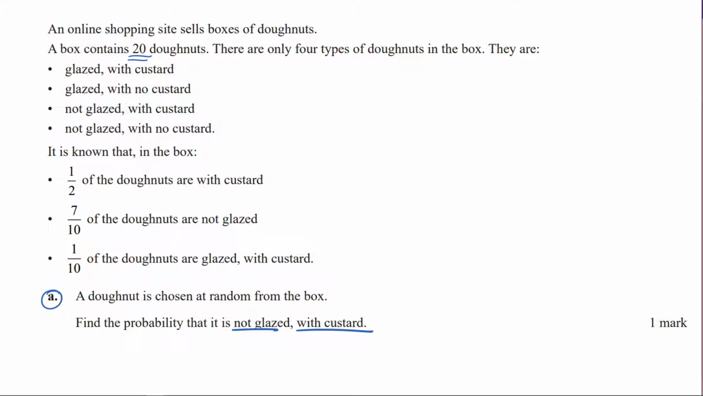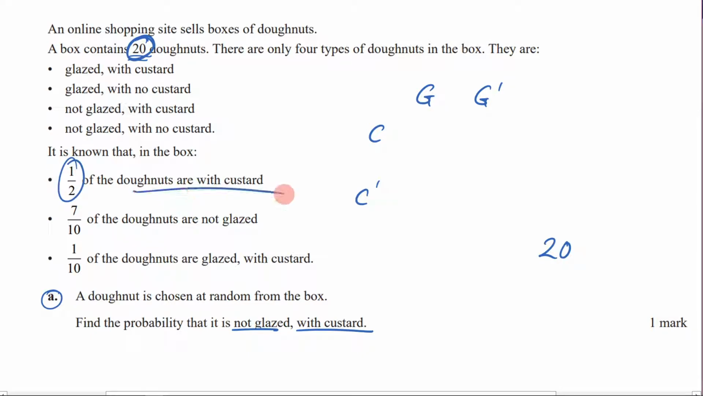The reason you can tell this straight away is the fact that we have glazed and not glazed. We have custard or not custard. We're also being told amounts of things, and when you've been told amounts of things, it's very helpful to use a probability table. Because here you're told there are 20 donuts, so that means I can put a 20 there. Then we're told half of this 20 are donuts with custard, so I would come to the custard, come over here and put 10 there.